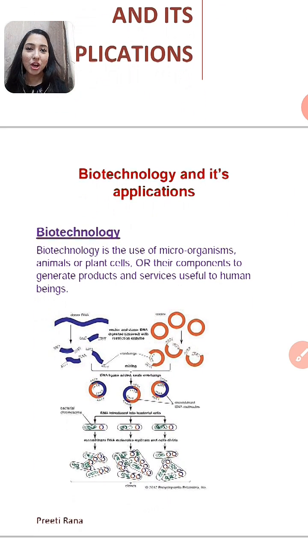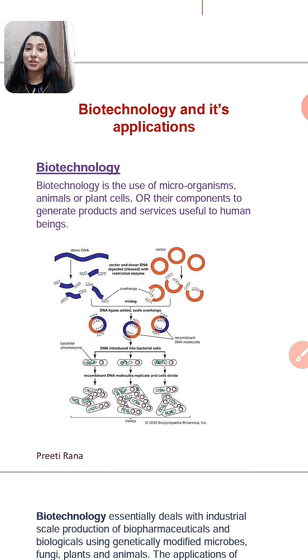Before starting the topic, let us discuss what biotechnology exactly is. Biotechnology is that branch of science that uses microorganisms, animals, plants, cells, or any part from the body or their components to generate products and services which are useful to human beings.